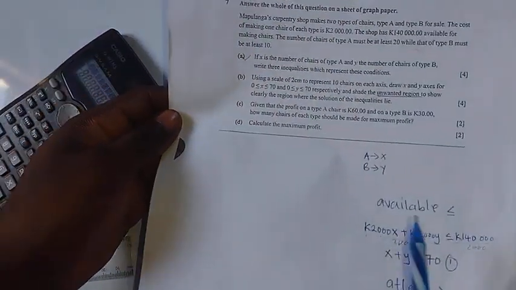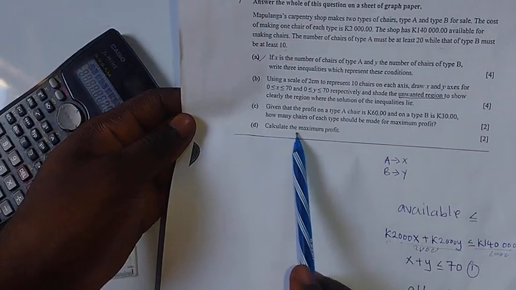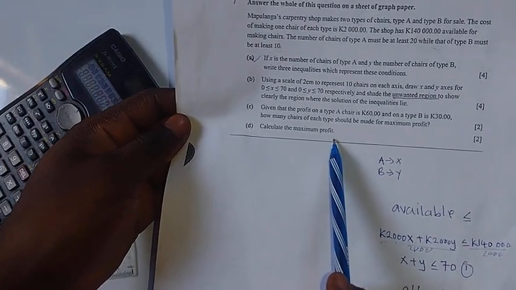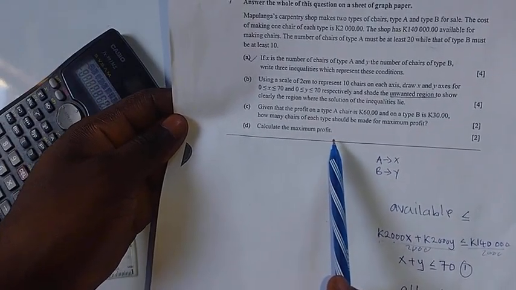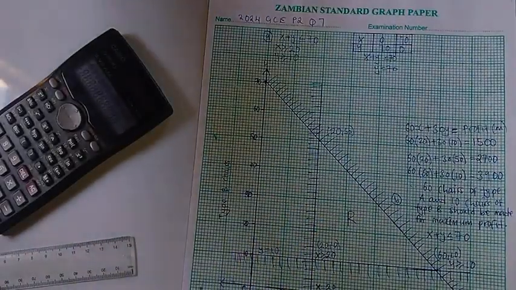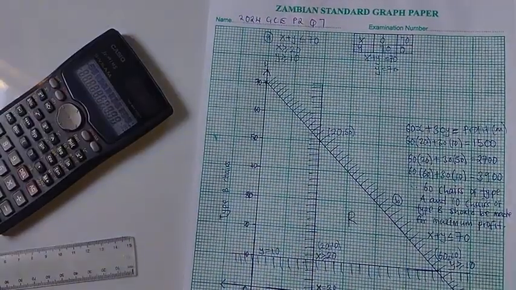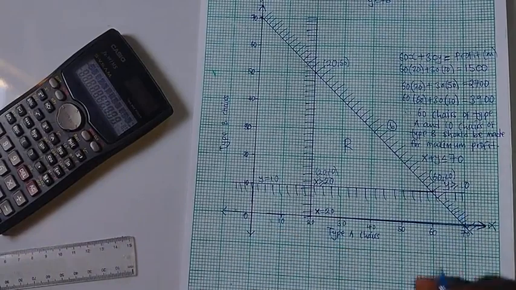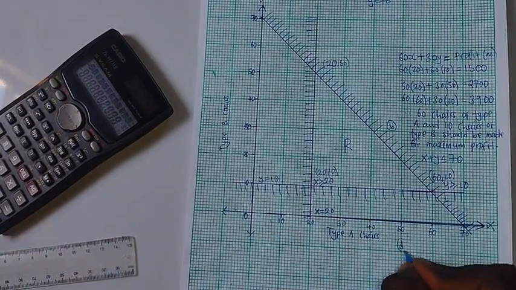Let us now answer our last question. Calculate the maximum profit, which was also carrying 2 marks. So how do we find the maximum profit? To find the maximum profit, this is also very simple. Let me just write it here. This is our question D.